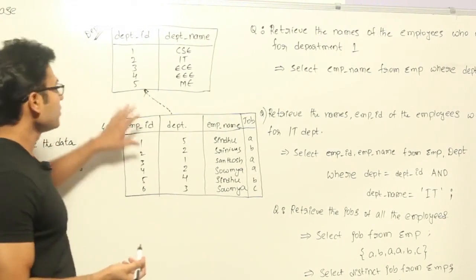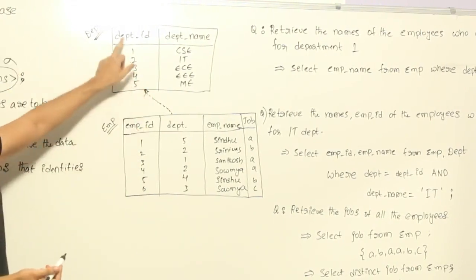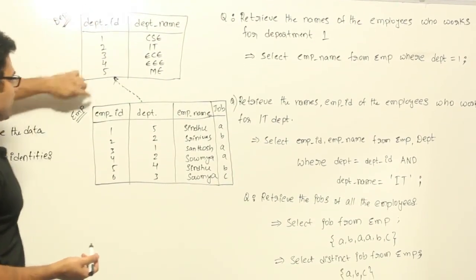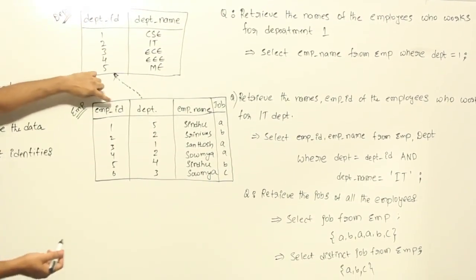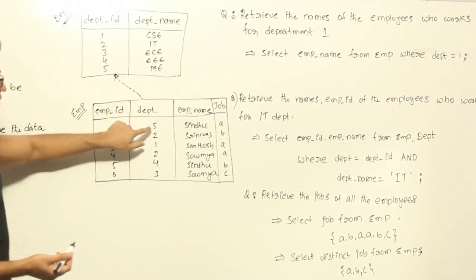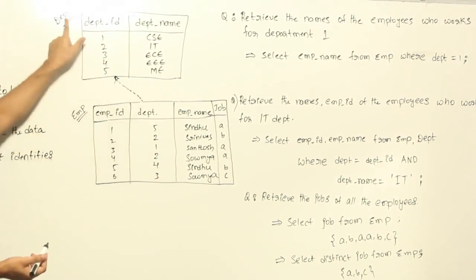Now let us say we are going to use these two tables. One table is the department table, which contains the attributes department ID and department number, and the other table is employee, which contains employee ID, department, employee name and job, and the department number in the employee table actually refers to the department ID of the department.